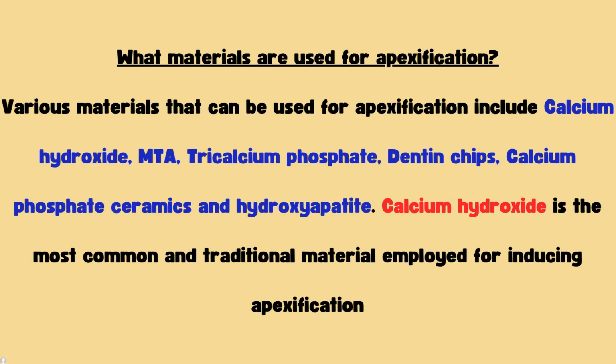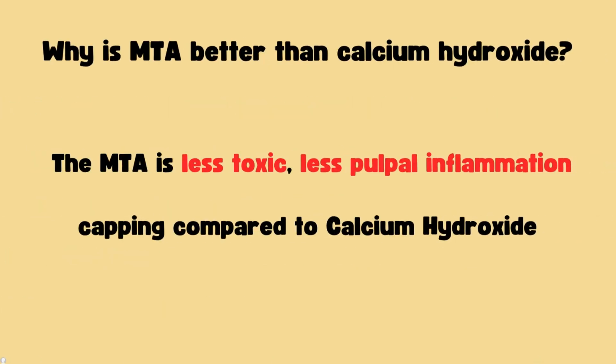What materials other than MTA can be used for the apexification procedure? Calcium hydroxide, tricalcium phosphate, dentine chips, calcium phosphate ceramics, and hydroxyapatite all can be used. Calcium hydroxide is the most common and traditional material employed for inducing apexification until now. But if you want me to be honest with you, MTA is way better than calcium hydroxide. Why is that? Because MTA is less toxic. Because it is less toxic, it does not cause pulpal inflammation, so there is less pulpal inflammation compared to calcium hydroxide. That's why, for the apexification procedure, I prefer to place MTA rather than calcium hydroxide.